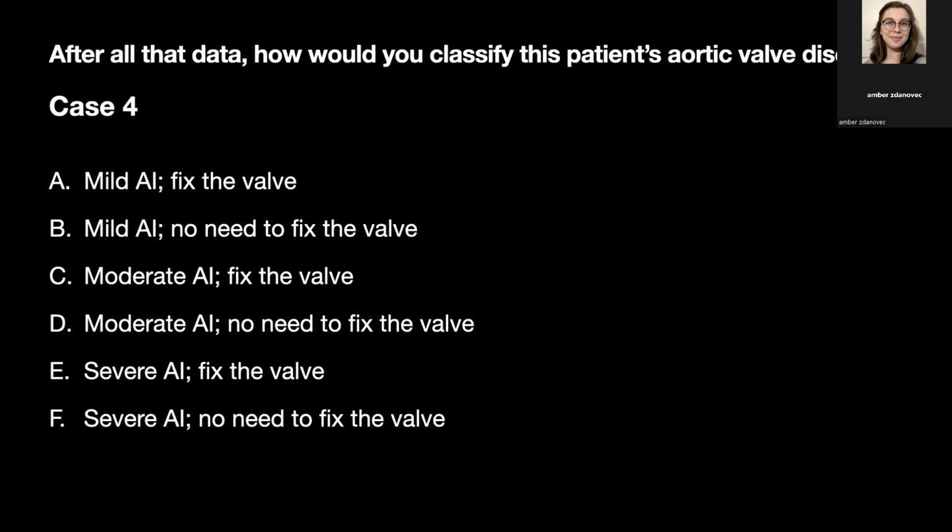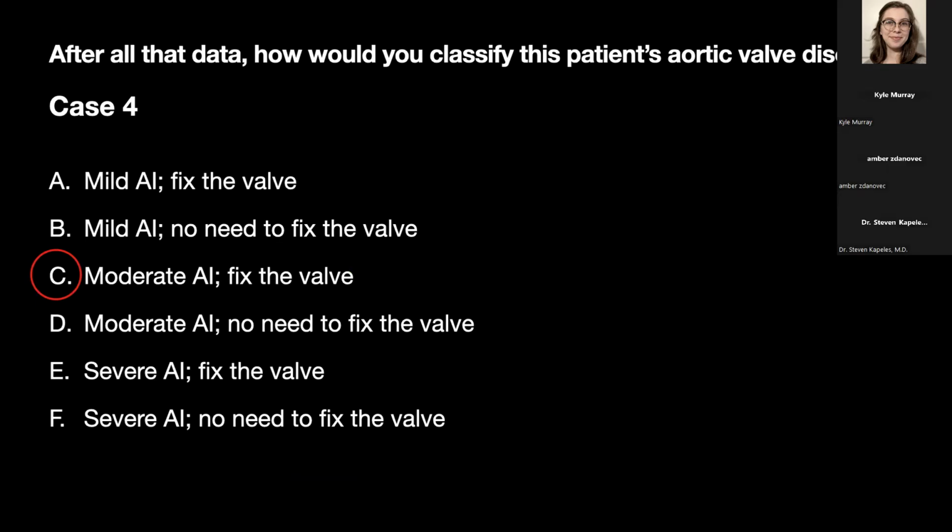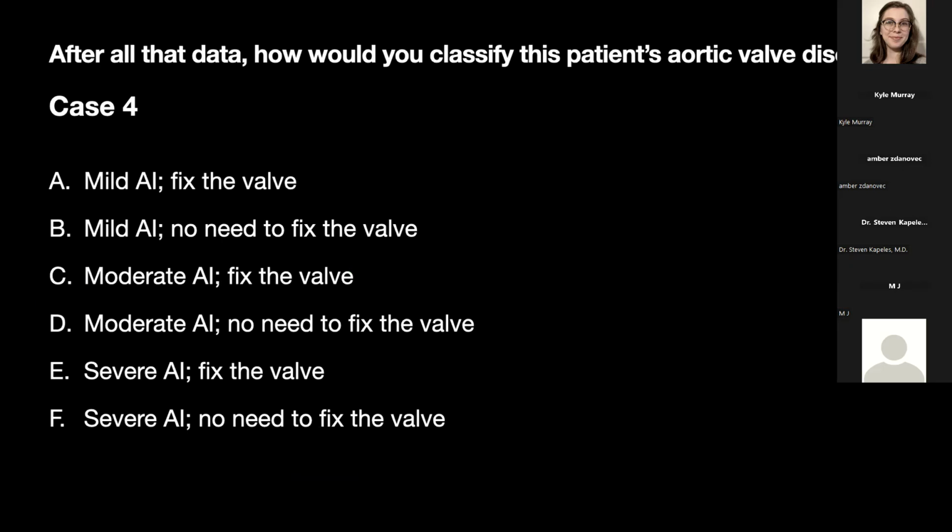Oh boy. All right. I think we got everything. I picked moderate. You could argue the other ones. But more importantly, fix the valve. And why would you fix the valve? What other thing did we comment on?